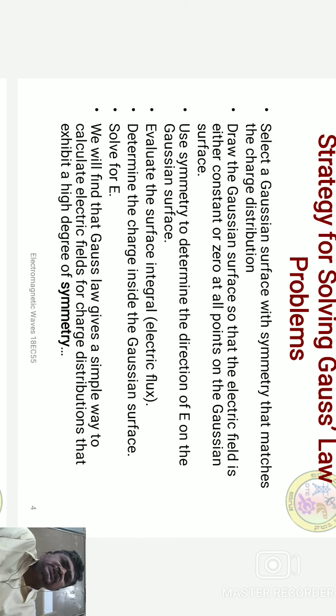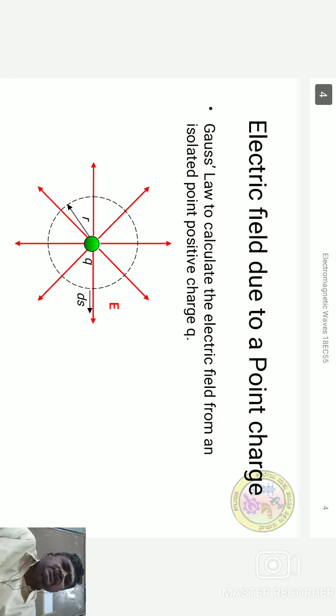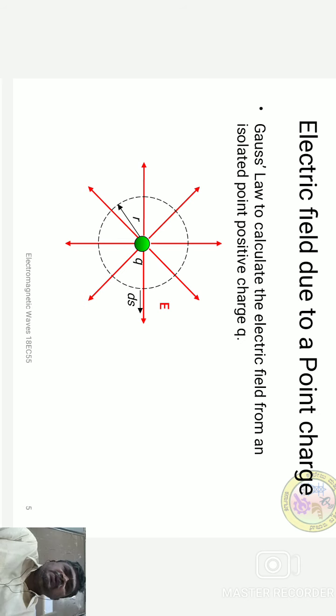So with these strategies for applying Gauss law, let us move on to one of the applications, that is the electric field due to a point charge. Now we need to calculate the electric field, that is, calculate the capital E. By applying the Gauss law, for a point charge, there is a unique charge Q which is at a distance of r. So what is that r?